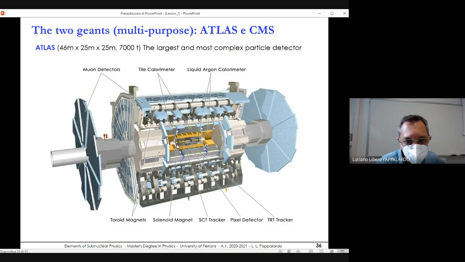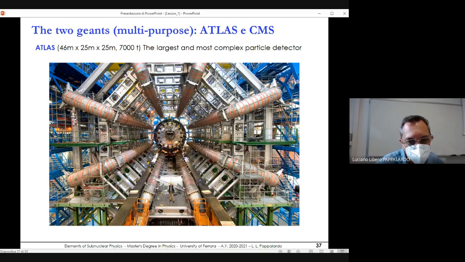The structure of the detector is essentially the same as the one I was showing before. We have layers: inside we have the tracking system, then we have the calorimeters, and then we have the muon system at the very end. This is a very impressive picture of the toroidal magnet of the ATLAS experiment. This photo was taken during the construction period.